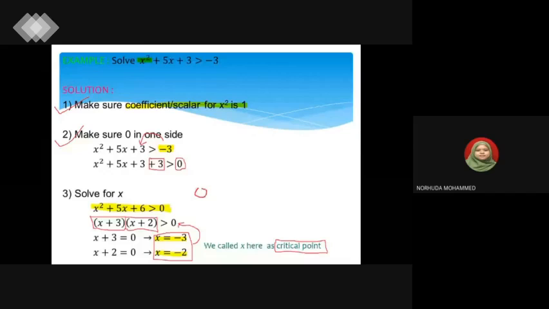0 is bigger than 0. So, what is the answer? 0 bigger than 0, so we don't have an answer. So, that's why we call it critical point. So, we have to exclude the critical point from our answer.